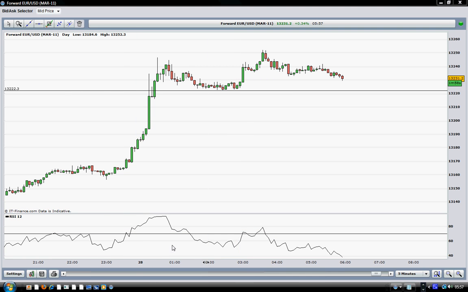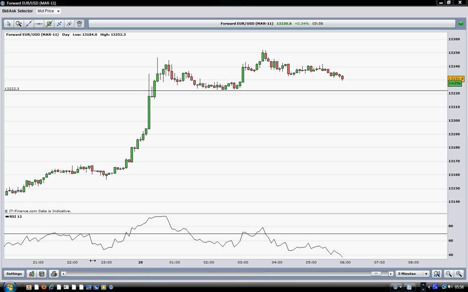So right here I have the RSI indicator, what we call the Relative Strength Index. It's comparing the magnitude of recent gains to recent losses. So it's comparing the recent bearish pressure to the recent bullish pressure. In fact, what the RSI indicator is telling us is who is winning the fight.